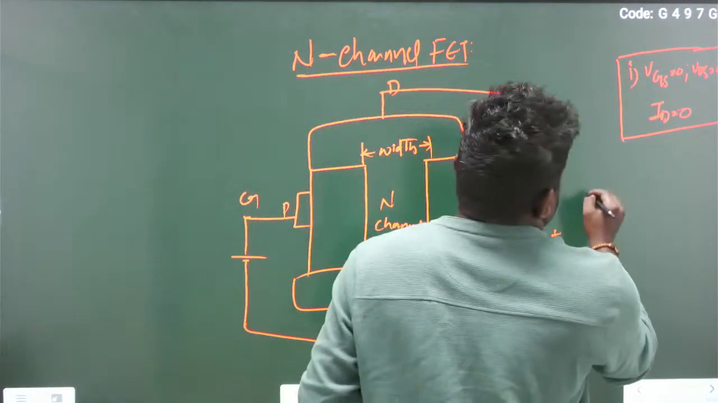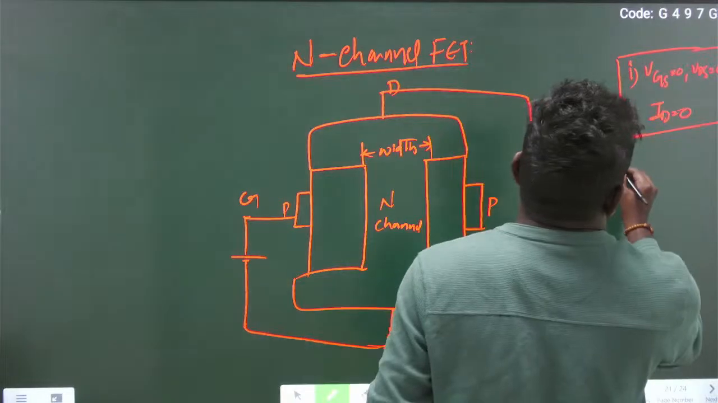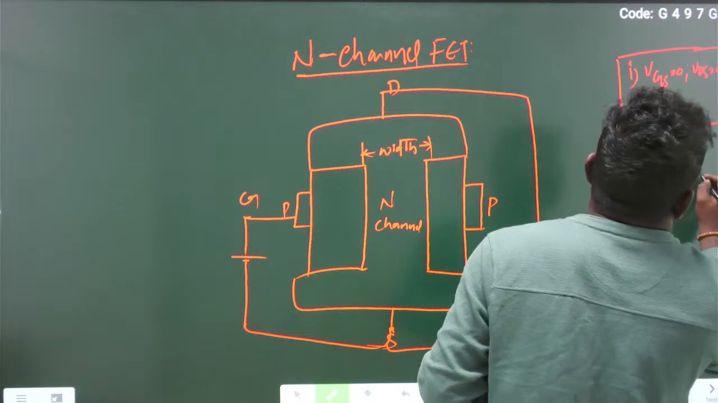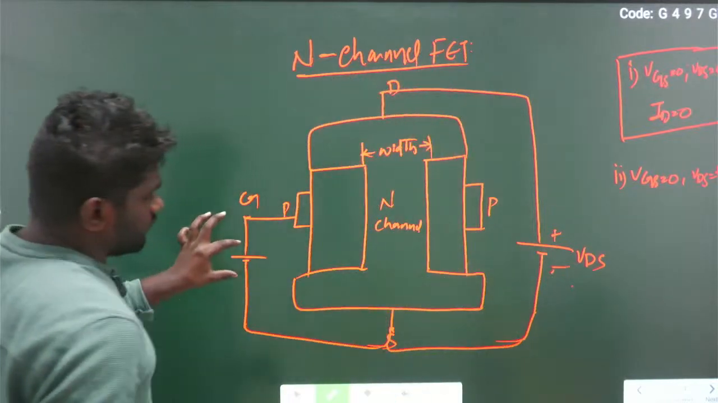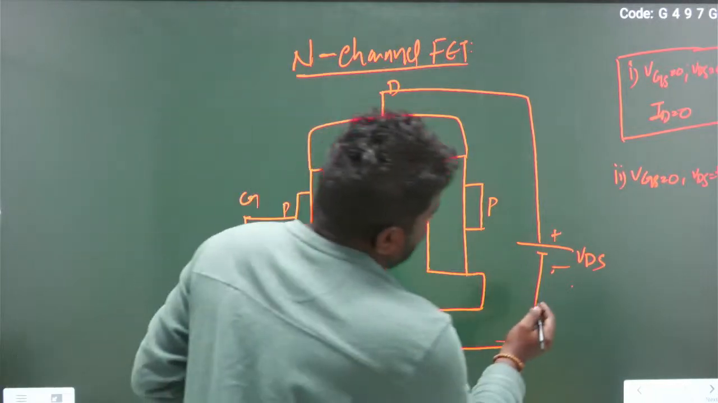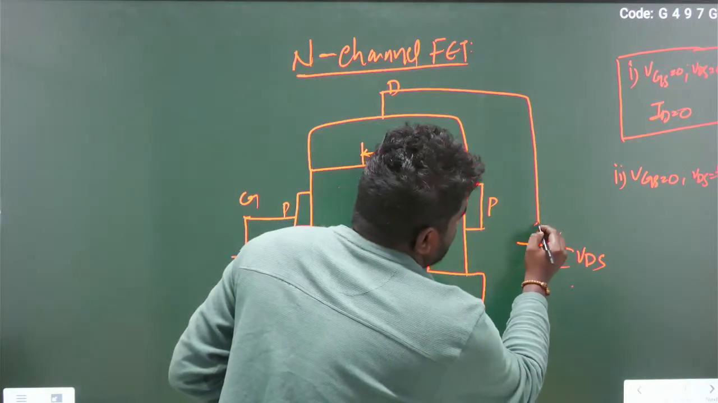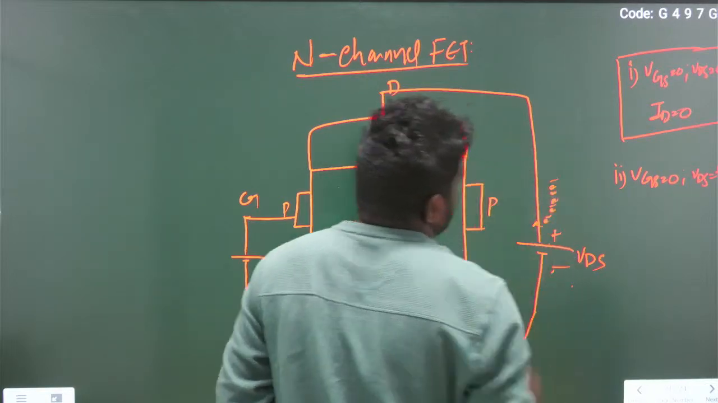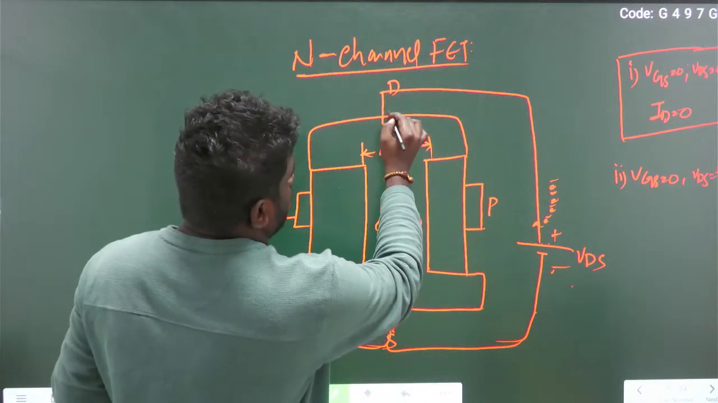Okay. The second condition is VGS 0, VDS positive. I am making VGS equal to 0, VDS is positive. It means whenever VDS is positive, electrons will flow. Whenever voltage increases, electrons will flow through the drain terminal.